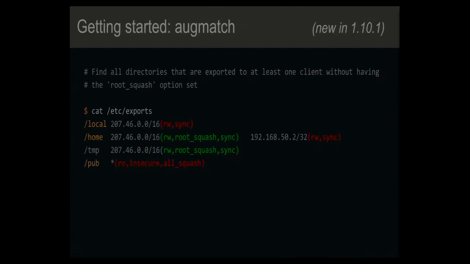One thing you might want to do is just print me all the directories that I'm exporting where at least one client doesn't have root squash set. Right, so there's a sanity check to what I'm doing. So we want to print /local because it's exporting something without root squash. We want to print /home. The first client has root squash set, but the second one doesn't. And temp is okay, and pub is also not okay. We're only looking at root squash, not all squash. And that's the sort of Augmatch expression you would use for that.